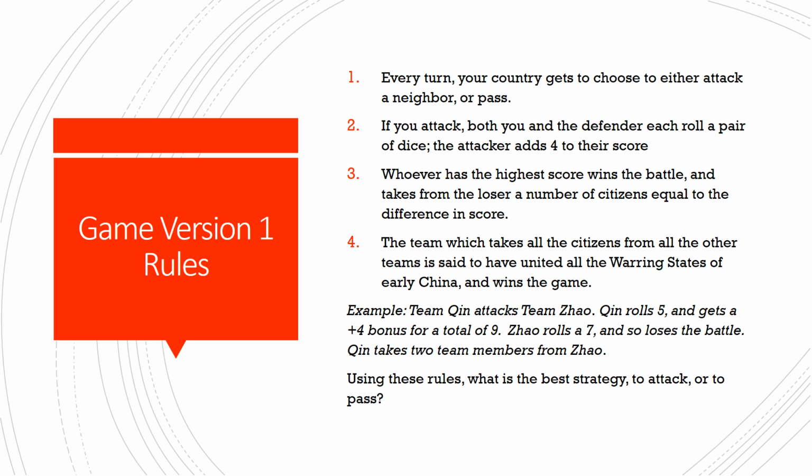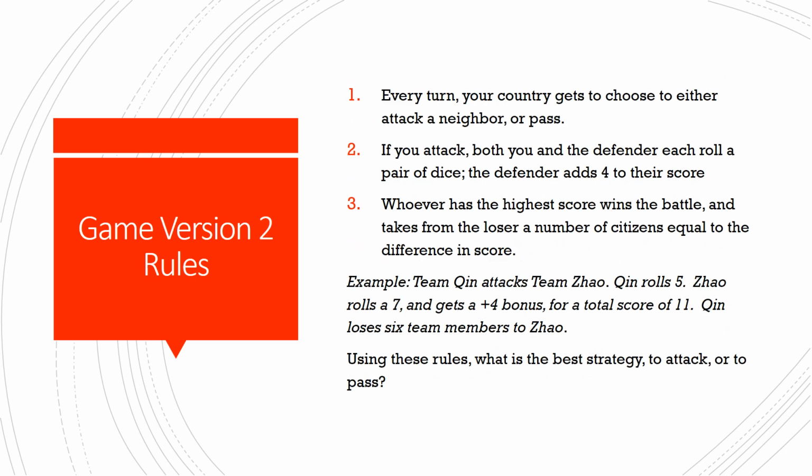Okay, now that you have that in mind, let's consider the same game with different rules. In version 2 of the game, you still take turns. Every turn, your country gets to choose to either attack a neighbor or to pass. If you attack, both you and the defender roll a pair of dice. But this time, instead of the attacker adding 4 to their score, the defender gets to add 4 to their score instead. Just as before, whoever has the highest score wins the battle and takes from the loser a number of citizens equal to the difference in score.